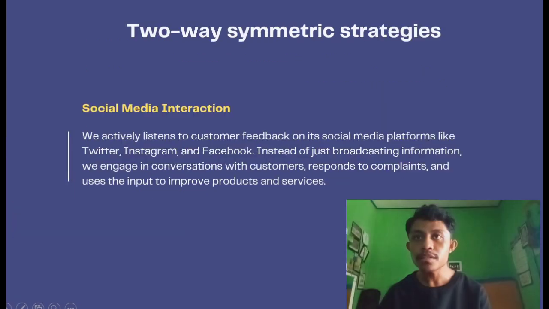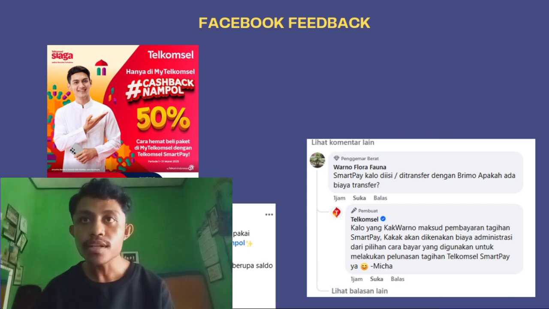Now I want to explain about the two-way symmetric strategies. Okay, the first one is social media interaction. We actively listen to customer feedback on our social media platforms like Twitter, Instagram, and Facebook. Instead of just broadcasting information, we engage in conversations with customers, respond to complaints, and use the input to improve products and services. Okay, as you can see here, this is one of our examples of product promotion on Facebook.